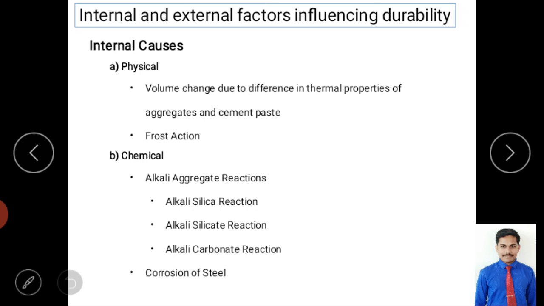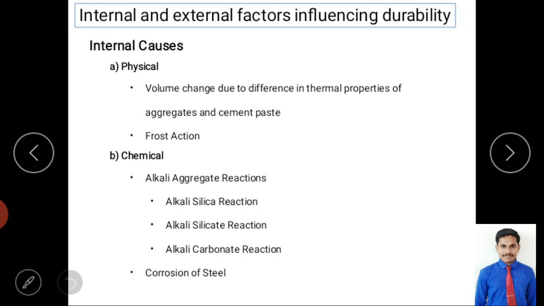Next is frost action. It is what? Creation of ice particles or some moisture or snow within the structure. Why? Because of lower temperature. So even moisture creates expansion. For example, we know what we mean by expansion and contraction. So due to the frost creation, expansion of the water will take place. Due to the expansion, there is also a change in the volume. So due to the change in the volume, it causes cracks.